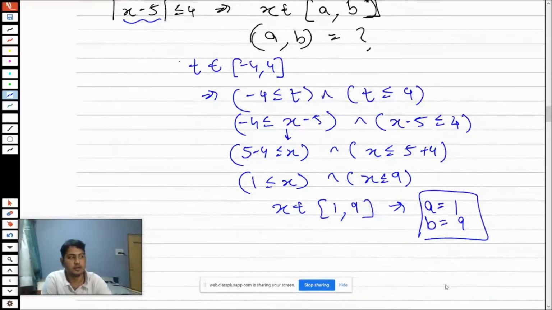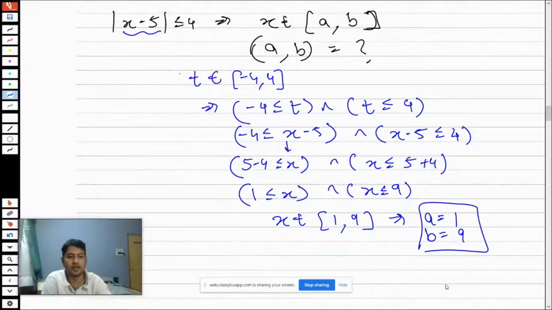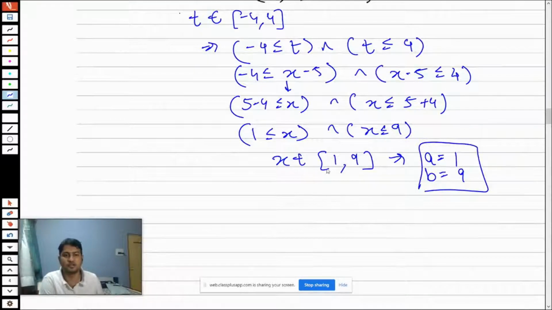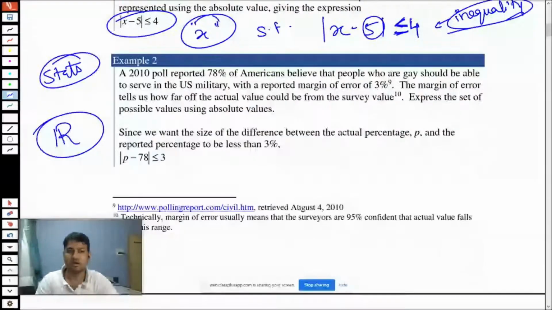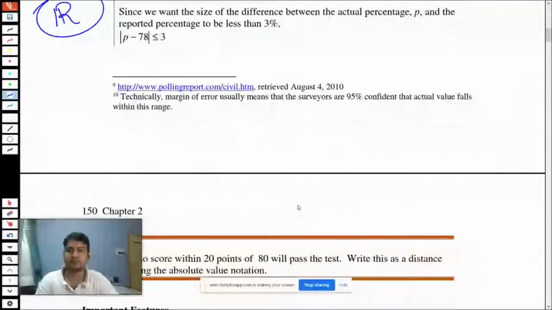Okay. Abhimanyu, take care of the brackets that you are using. It is closed bracket 1 to 9. Open bracket 1 to 9 is the wrong answer. So be mindful of the brackets. Now that I have also given you a refresher for the brackets, do remember to use the correct brackets. Okay.